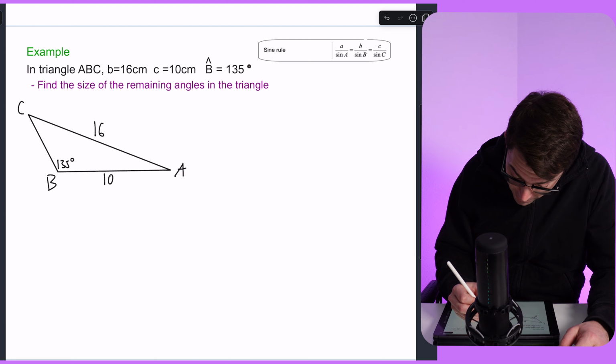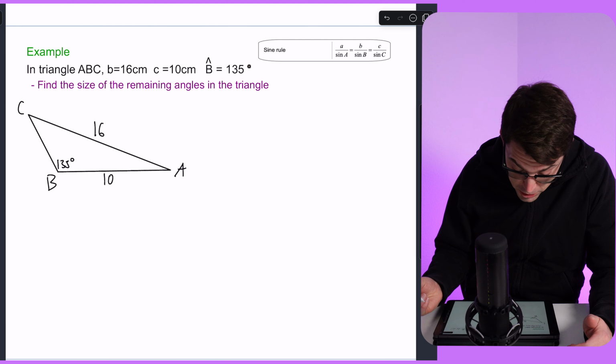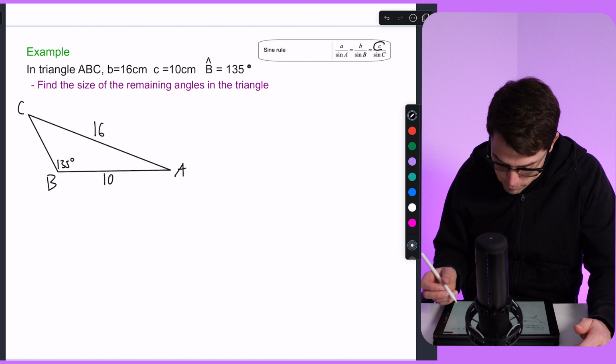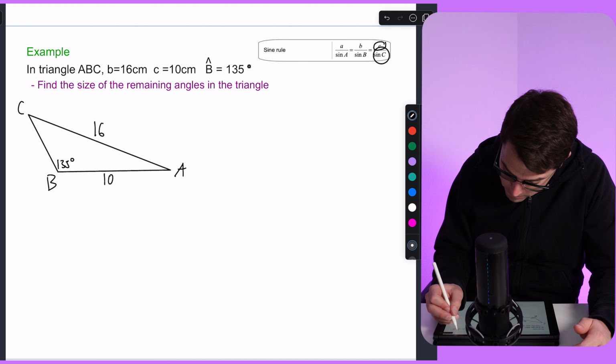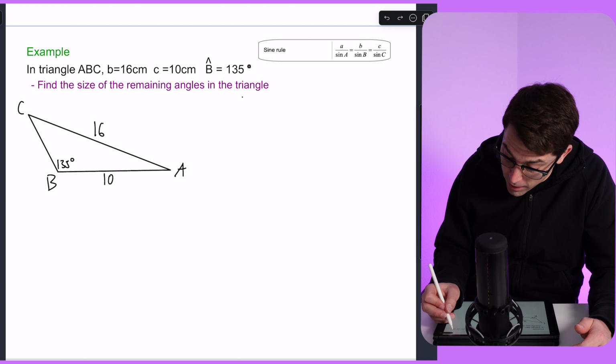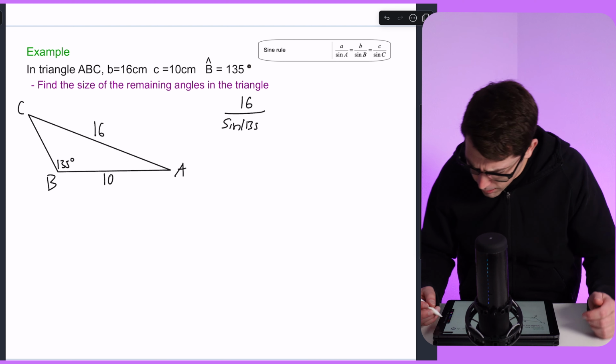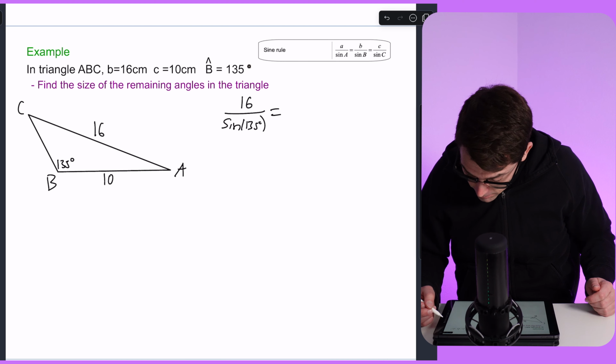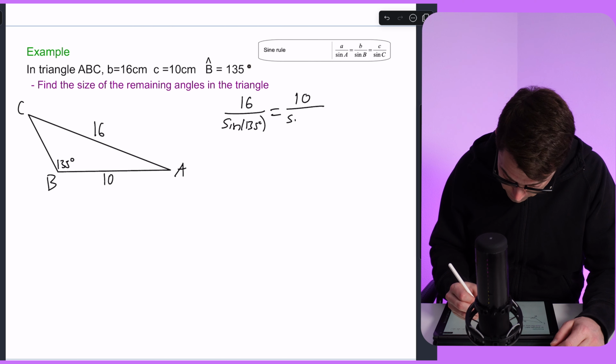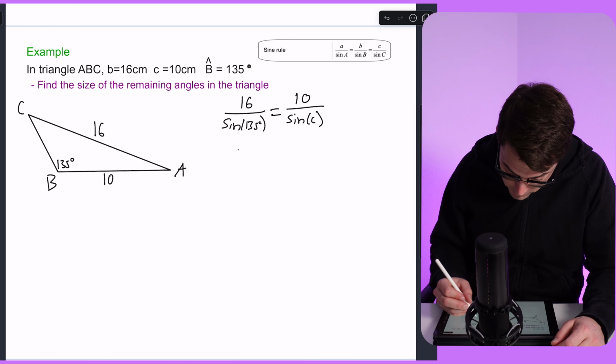So I don't have the value of little a, which means I'm going to ignore that for right now. I know that I have angle B and the side b. That means this is going to be appropriate. And I know that I have the side length of c, which means that I can therefore find the angle of C. Now, let's write this out. Little b, which is 16, all over the sine of B, that's sine of 135 degrees, is going to be equal to little c, which is 10, all over sine of C.